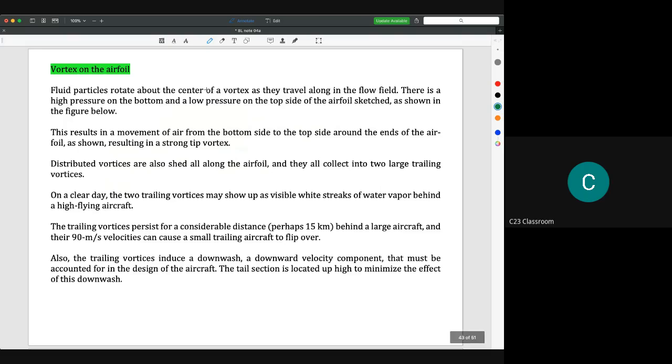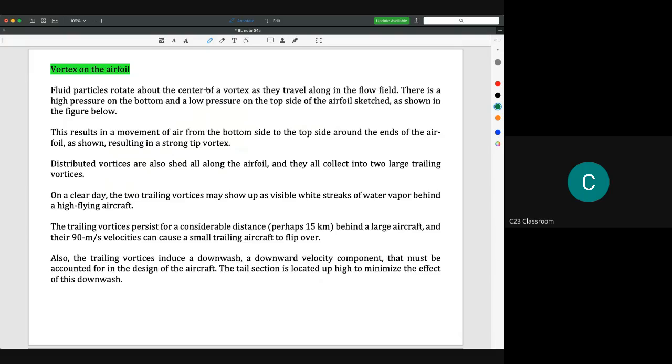This results in a movement of air from the bottom side to the top side around the end of the airfoil as shown, resulting in a strong tip vortex. Distributed vortices are also shed all along the airfoil, and they all collect into two large trailing vortices. On a clear day, the two trailing vortices may show up as visible white streaks of water vapor behind a high-flying aircraft. The trailing vortices persist for a considerable distance, perhaps 15 kilometers, behind a large aircraft, and their 90 meter per second vortices can cause a small trailing aircraft to flip over.